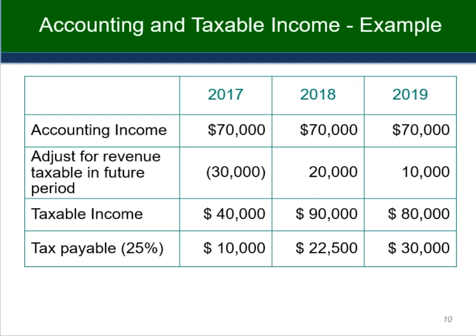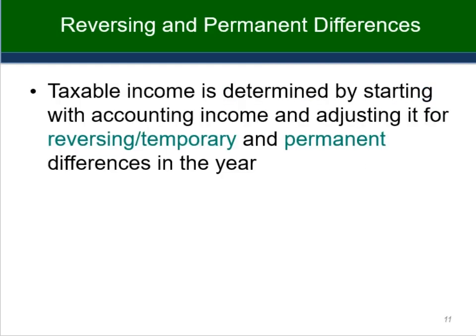And then in 2019, the other $10,000 comes back, or is reversed, so that we increase taxable income by $10,000 to become $80,000, and the taxes payable is $20,000. So this is an example of a timing difference, which arises in the first period, and then reverses over the next two periods. And that is an important distinction in accounting for income taxes.